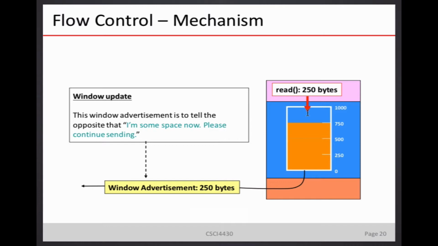So we take it in a FIFO manner, then I take 250 bytes. Now we have 250 bytes of hole here. Good. Tell the other side that I have 250 bytes of room here, please consume it. So this is the way to resume the data transfer. This is an advertisement mechanism and how to synchronize both end speeds.